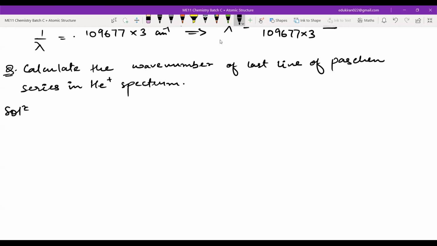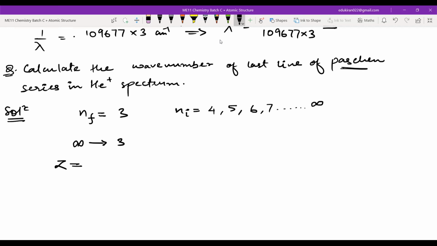Okay, solution. First thing that you will identify is what series this is. Paschen series. In Paschen series, n final is equal to 3. N initial will be 4, 5, 6, 7 till infinity. So what will be the last line of the Paschen series? Infinity. Very good. So the last line will be infinity to 3. You are starting from n is equal to infinity to n is equal to 3. Also write the Z. What is the Z here? 2. Very good.